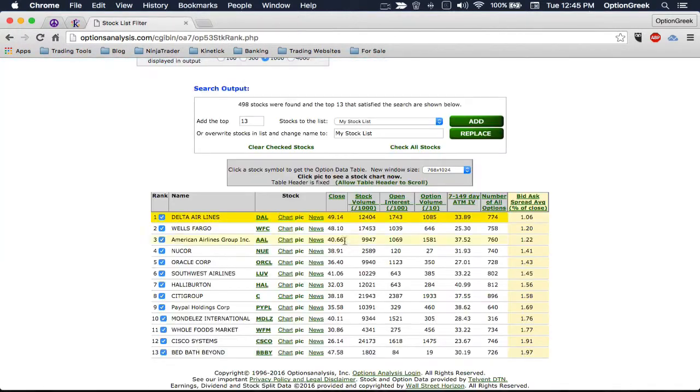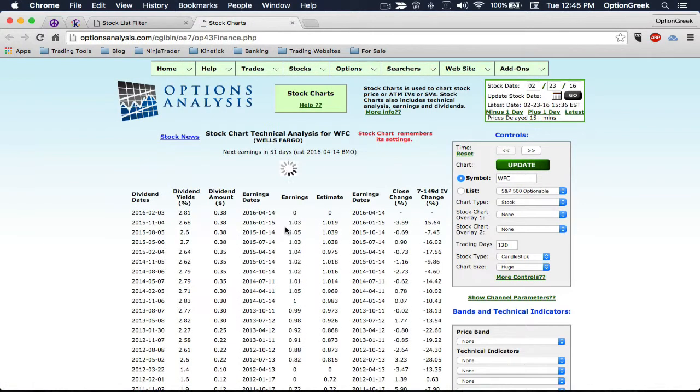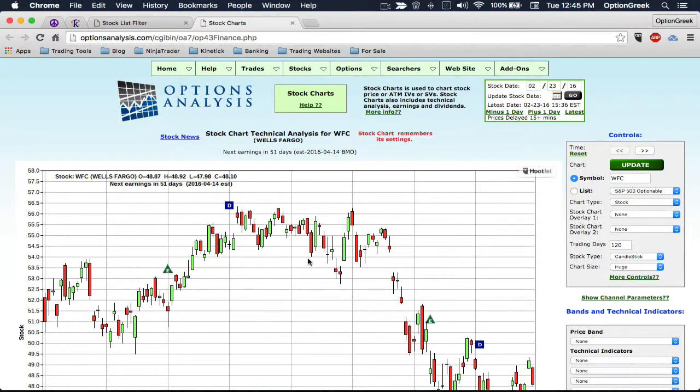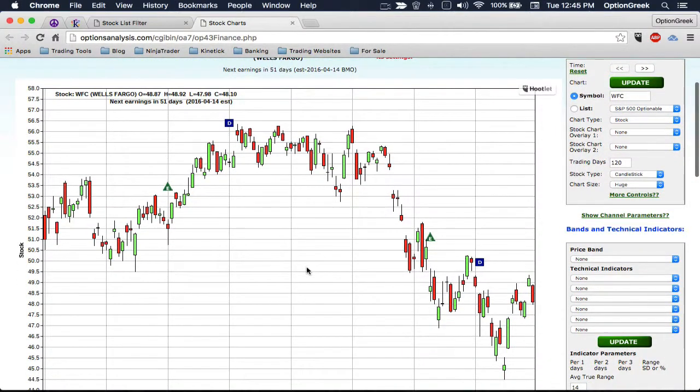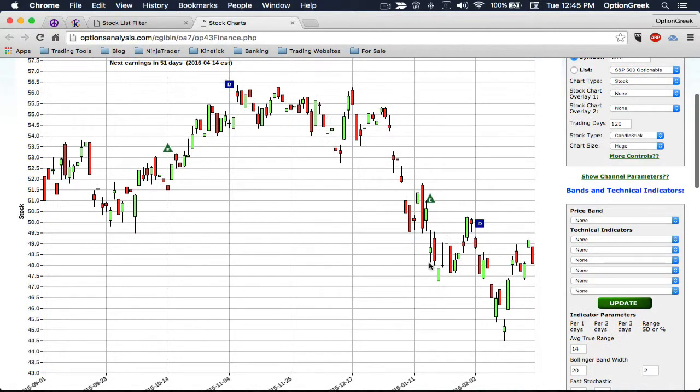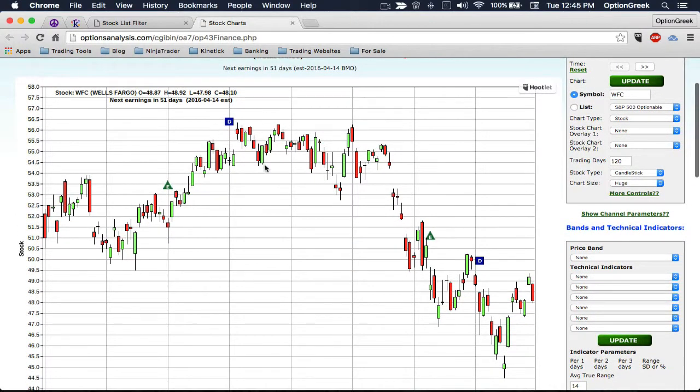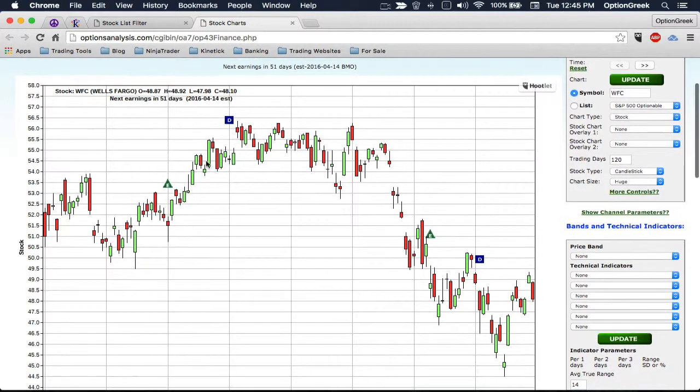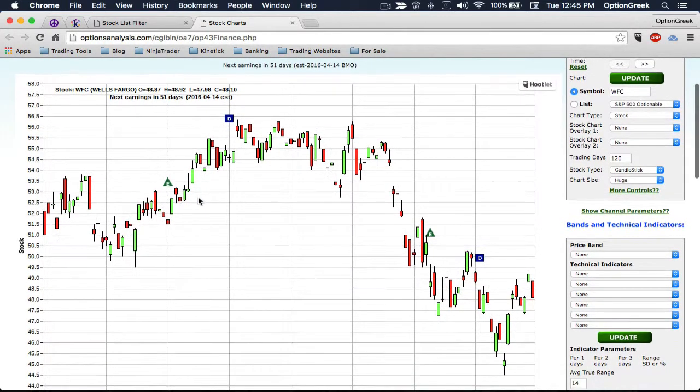I can go back and take a look at another one. We'll compare the next one here, Wells Fargo. So I know this is a bank stock, and banks lately tend to move in spurts. The market's been quite volatile the last few months, so this has dropped a fair bit. But in the past, it tends to settle down into a range and just moves a dollar 50 at a time.